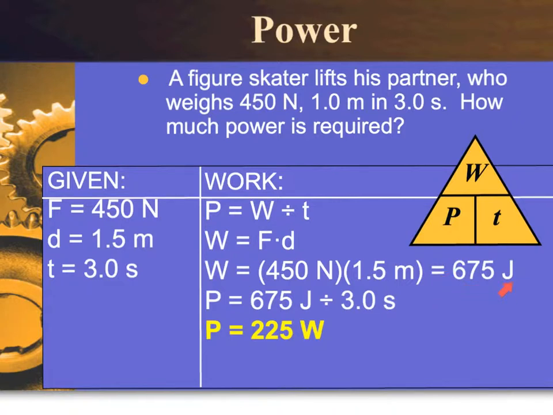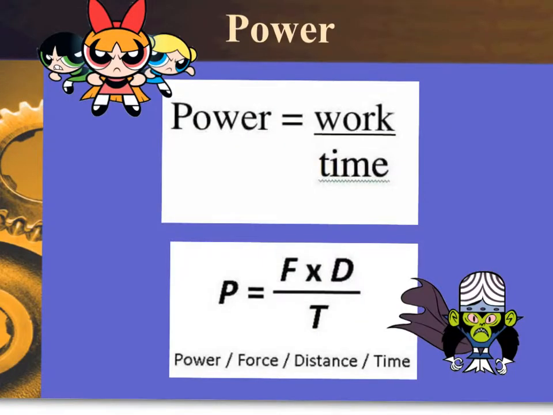Now that we have the work, we can apply that to the formula power equals work divided by time. We have a time of 3 seconds. So 675 joules divided by 3 seconds, we get 225. The units would be watts.